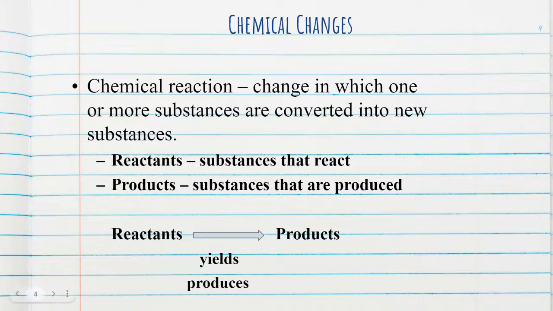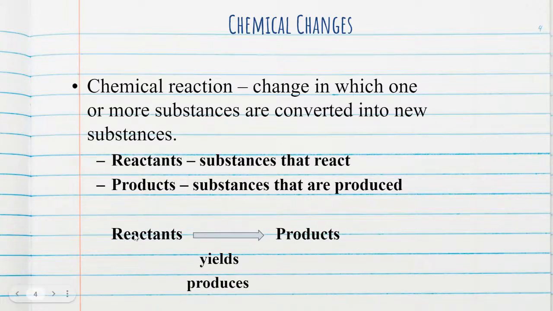Whenever you get a reaction, you're always going to have the reactants on the left side and the products on the right side. The definition for the reactants is just substances that react, right? You put two things together, they go through a chemical reaction, and what it produces are the products.